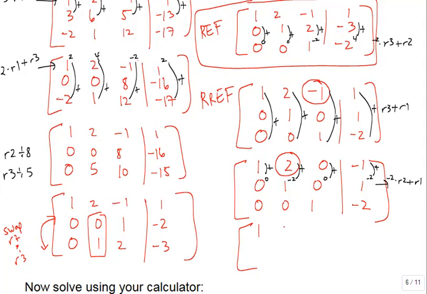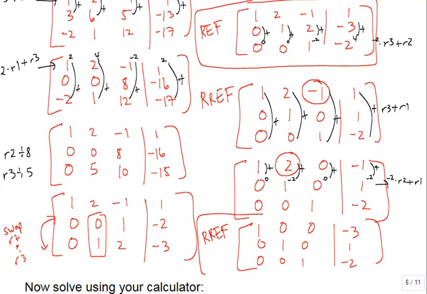Negative 2 plus 2 becomes a 0. 0 plus 0 stays 0. Negative 2 plus negative 1 is negative 3. I'm leaving row 2 the way it was, and I'm leaving row 3 the way it was. So now we have 1s along the diagonal, 0s below, and 0s above. So this is called reduced row echelon form.